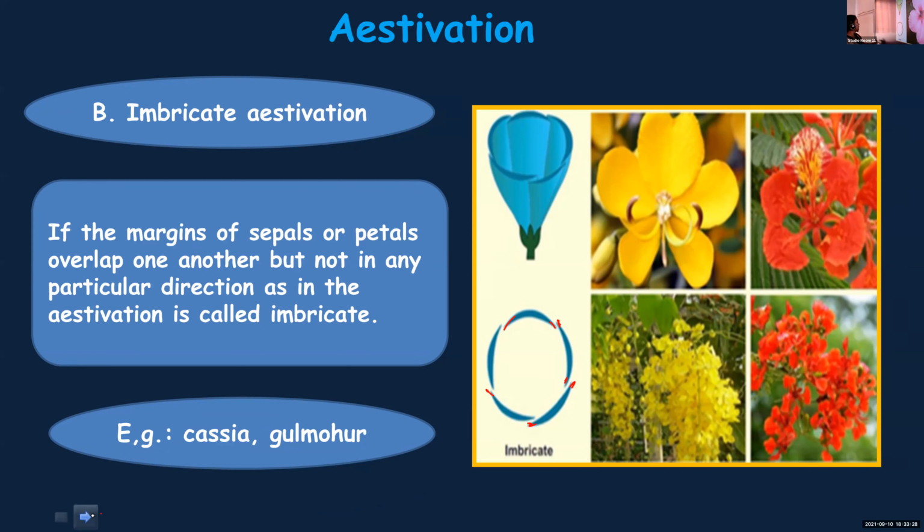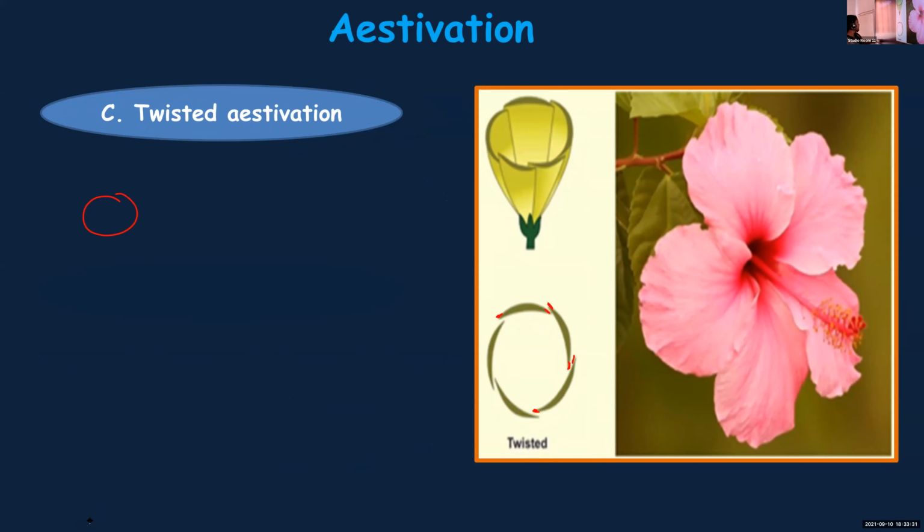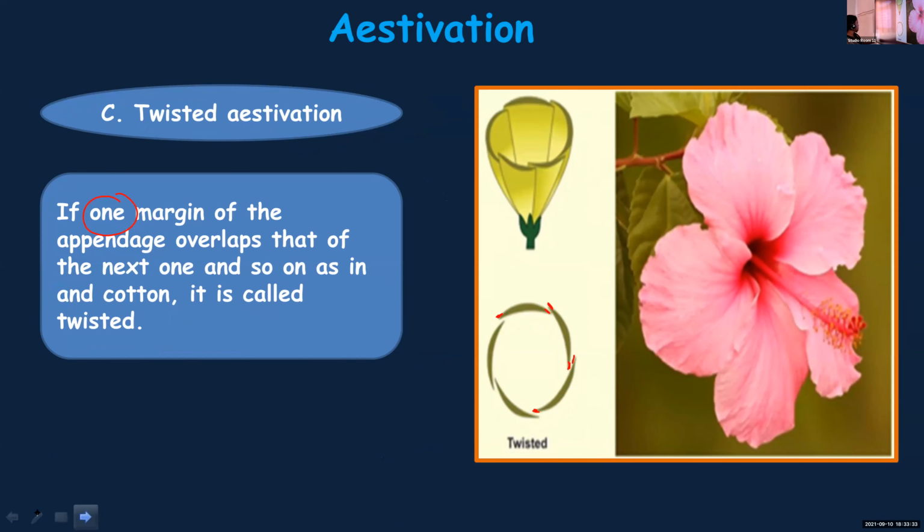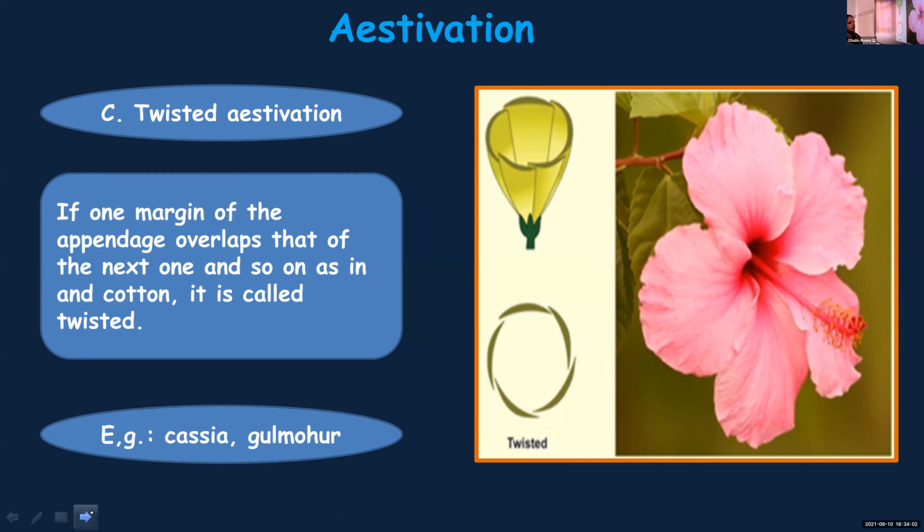Cassia and Gulmohar. Whereas in twisted aestivation, you can also find overlapping. In the first one, there was no overlapping. But in imbricate and twisted aestivations, overlapping is there. And in twisted aestivation, the overlapping is taking place in a particular pattern. Petals or sepals, you can find one margin overlapping that of the other. And examples, cotton, cassia and gulmohar.